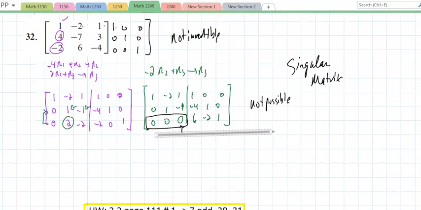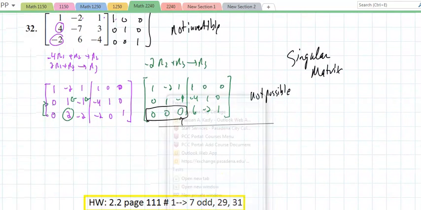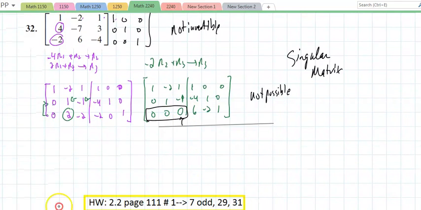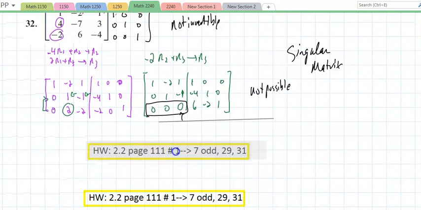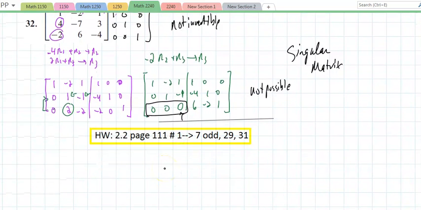And the homework is right there. Okay. That concludes this section.